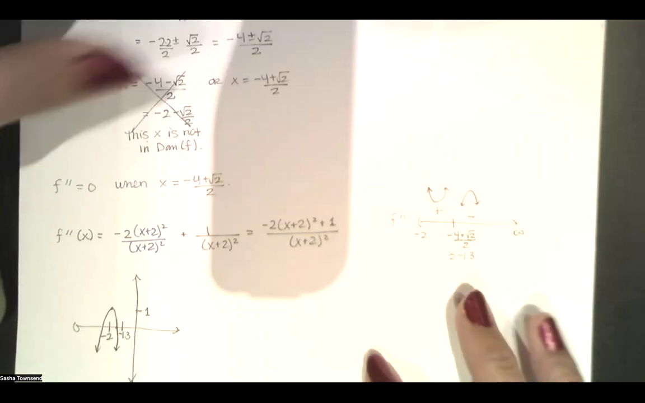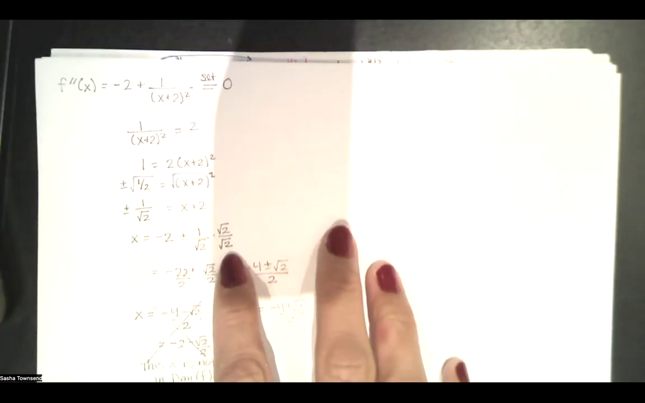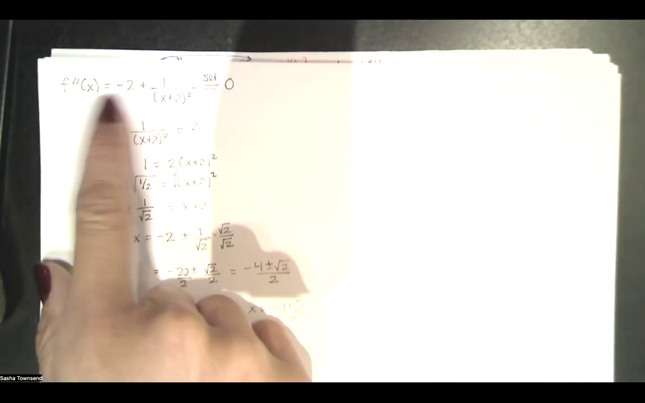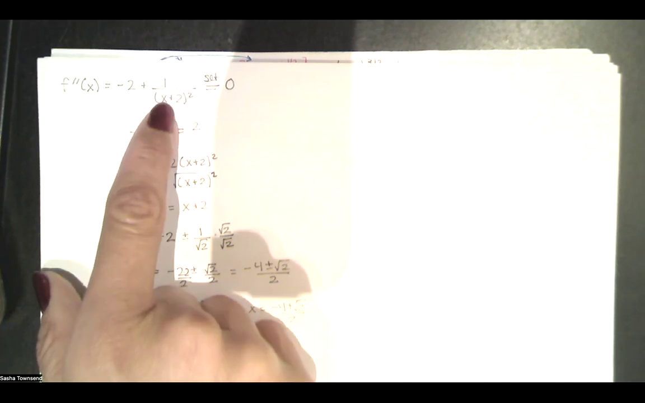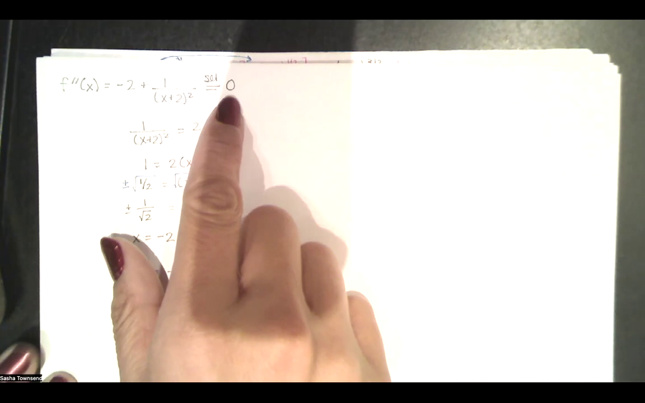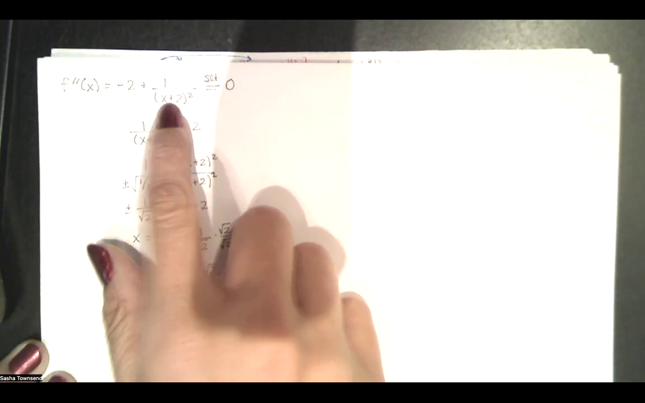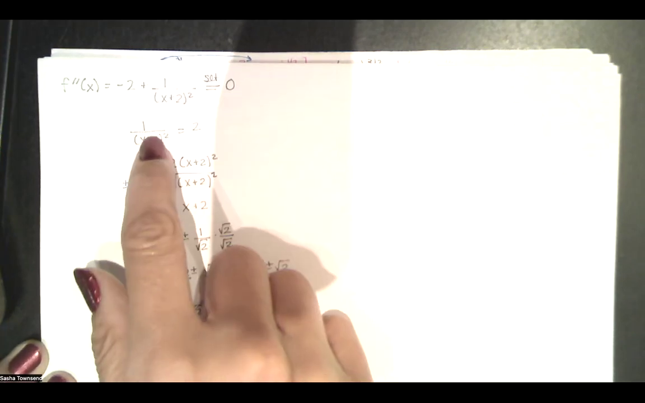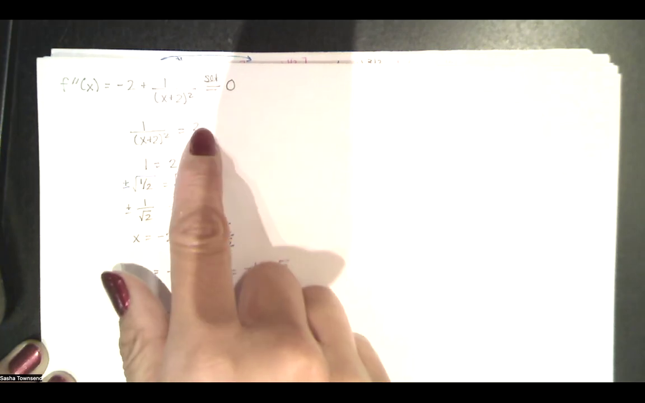All right, so I did a whole bunch of calculations, I think, without recording. I forgot to. I got my paper out and then I started differentiating. So we said that f double prime was this negative 2 plus 1 divided by (x plus 2) squared. In order to find possible points of inflection, we set that equal to 0 and solve for x. So we've got this fraction equals positive 2.